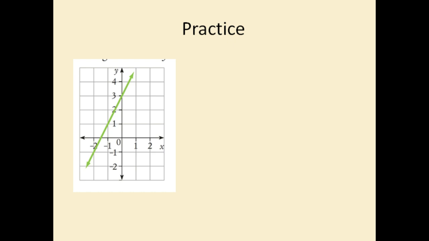Okay, let's have a look at another one. Let's do the y-intercept first because that's a bit easier. So our y-intercept this time is 3. And in this one here, we're going across 1 unit and we're going up 2. So rise over run would be 2 over 1, which would give me 2. So my formula would be y equals 2x plus 3.